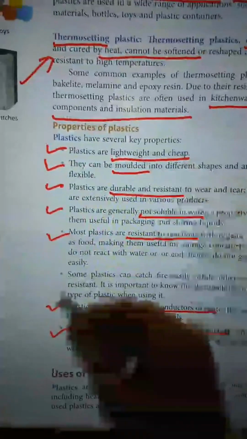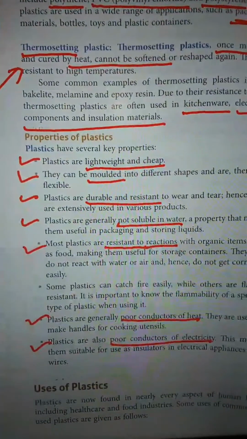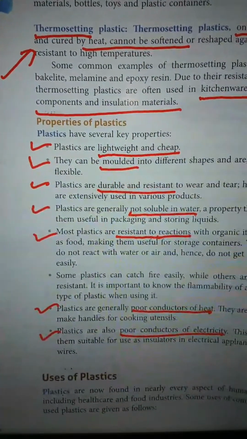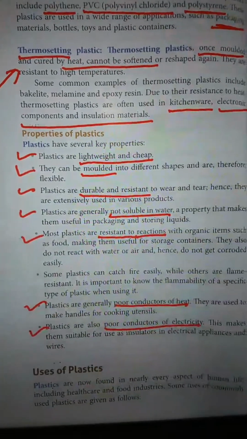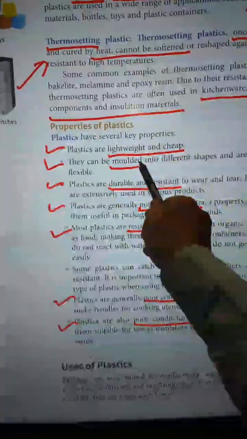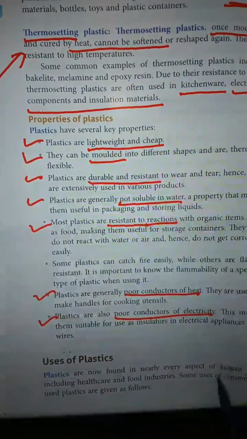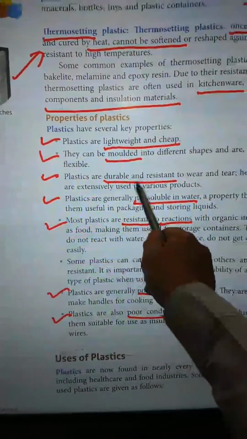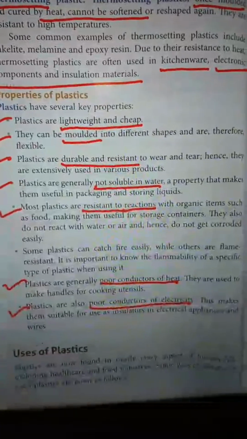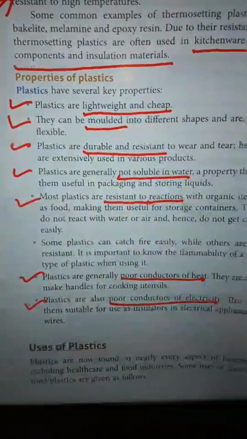So properties of plastics are that they are very lightweight and they are cheap. They are not heavy and they are not costly. That is why plastics are used everywhere. They can be molded, which means you can give them any shape. Then they are durable, long lasting, and they do not break also. They are resistant to wear and tear.